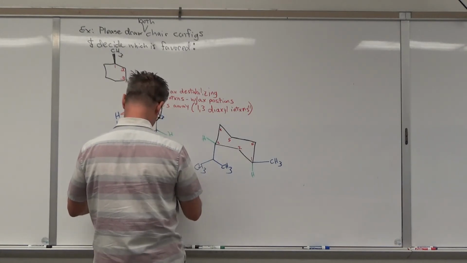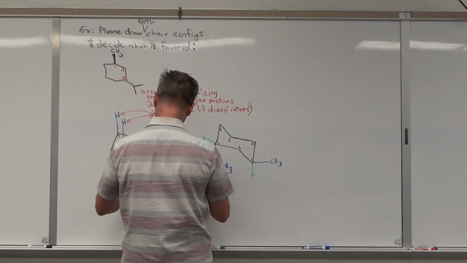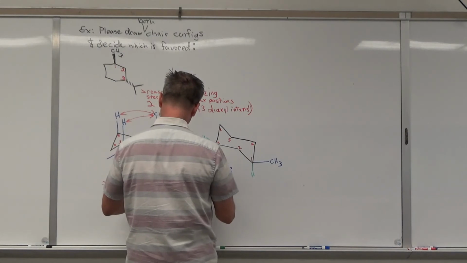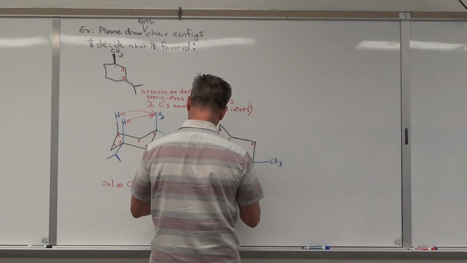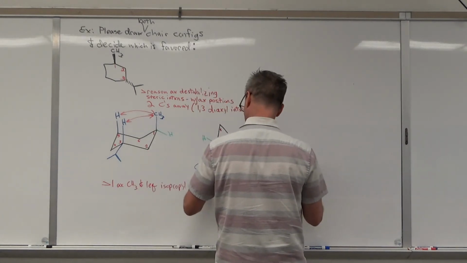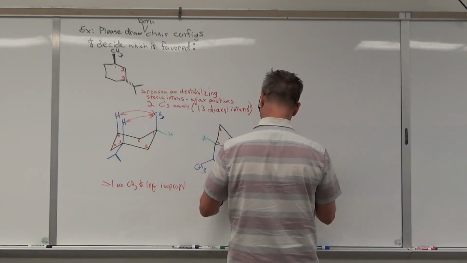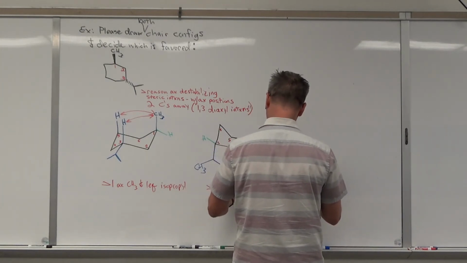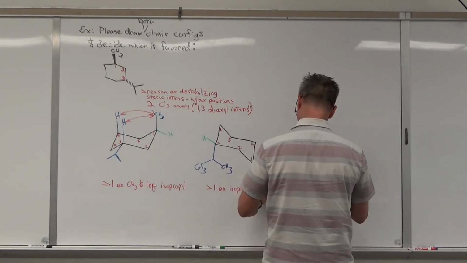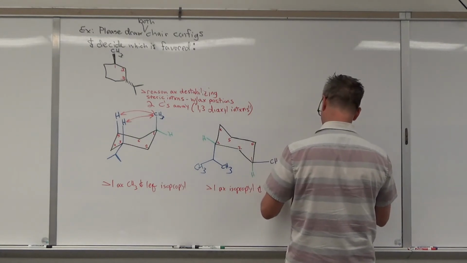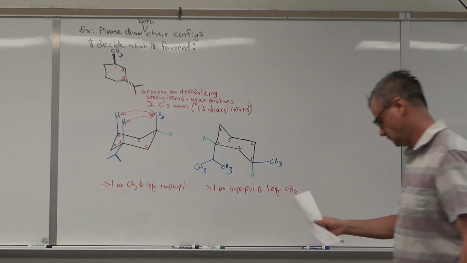So this is 1 axial CH3 and 1 equatorial isopropyl. This is 1 axial isopropyl and 1 equatorial CH3.